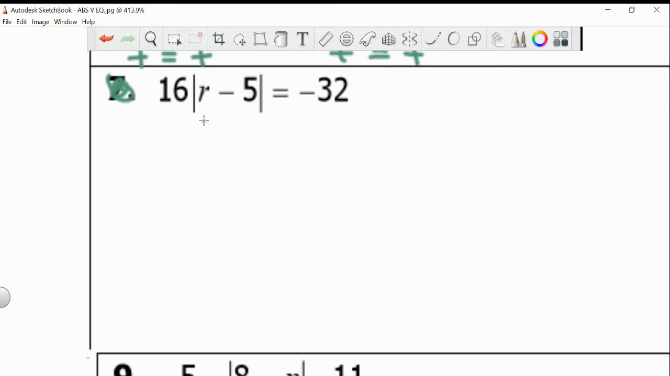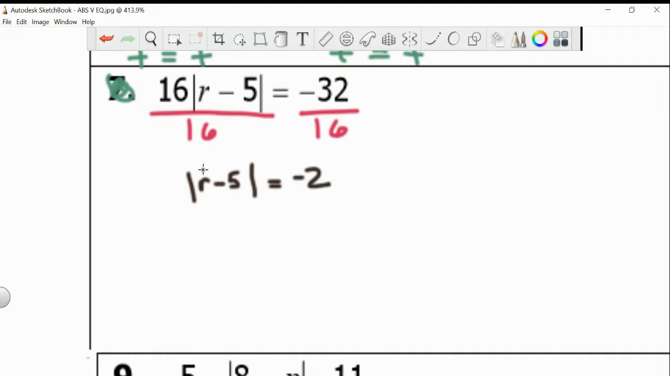Now, how is 16 going to be moved? Very good, right? Think about it like this. This is a locked up box. It's like a safe. And then this 16 is multiplied by the safe. And so in order to get the opposite of 16 times the safe, we need to do division. Right, so I agree 100%. Very smart. Dividing by 16. Dividing by 16. And so I'm going to get r minus 5 equals negative 2.